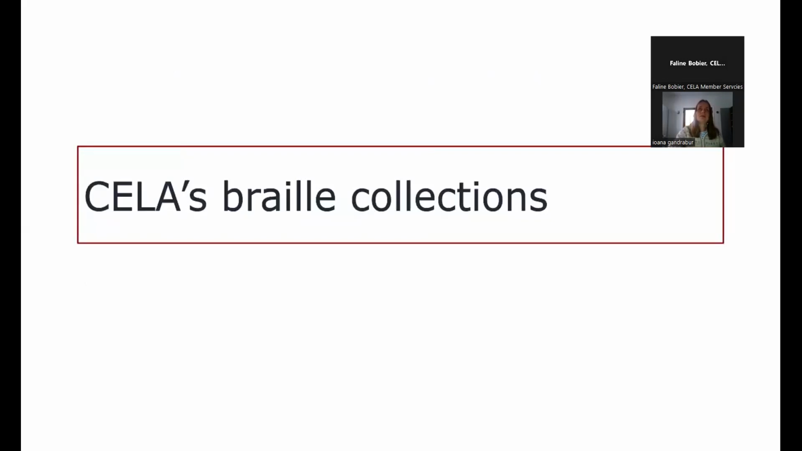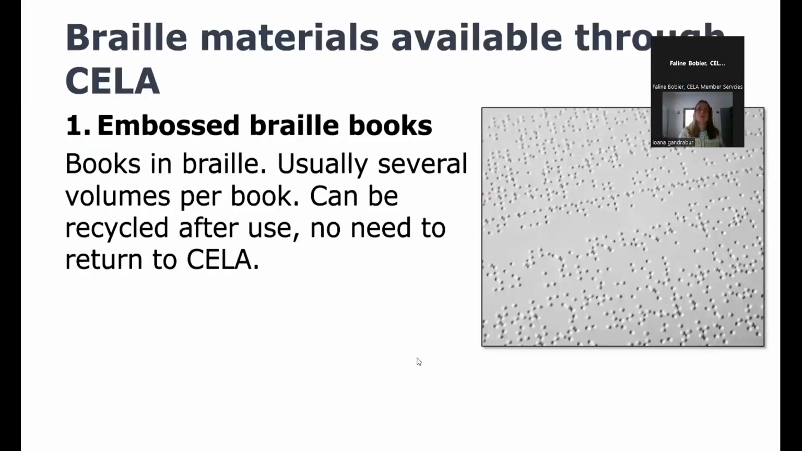Let's move on to what CELA has to offer in terms of Braille. First of all, we have the embossed Braille. So books that are printed on paper, like they're embossed with dots on paper, and they're being sent to patrons by mail. And the nice thing is that they are brailled on demand specifically for each patron, so they do not need to be returned. They can be recycled after use. So that's the first type of Braille.